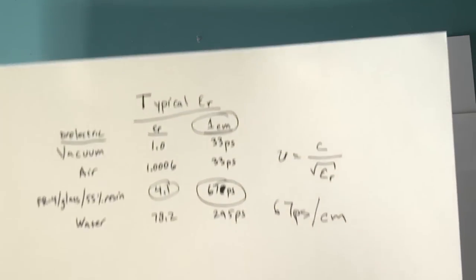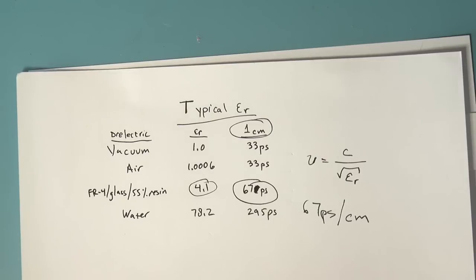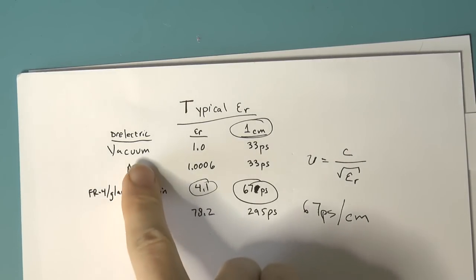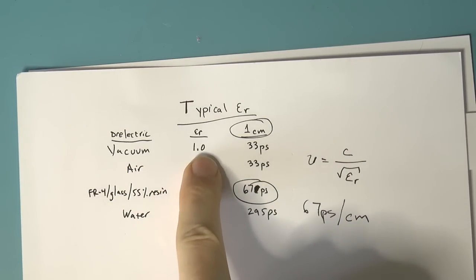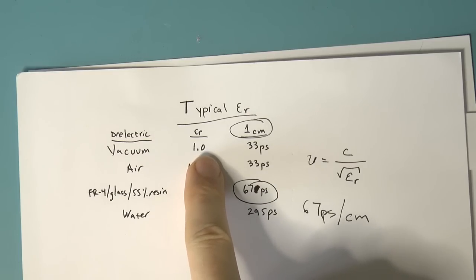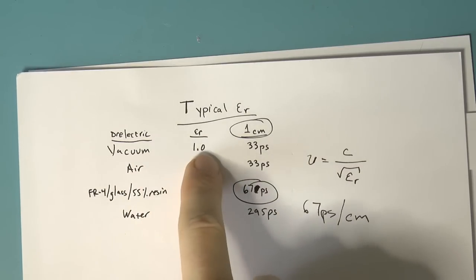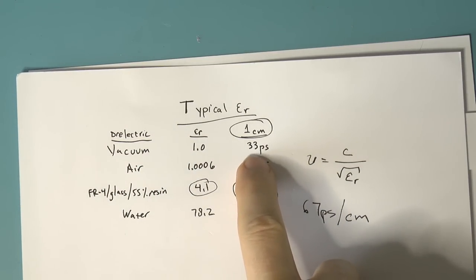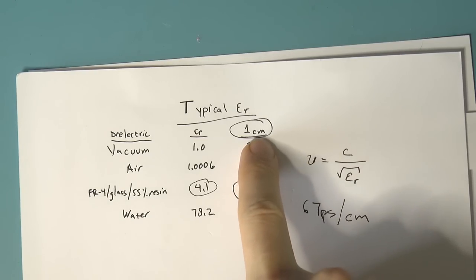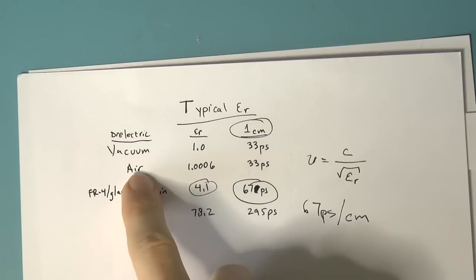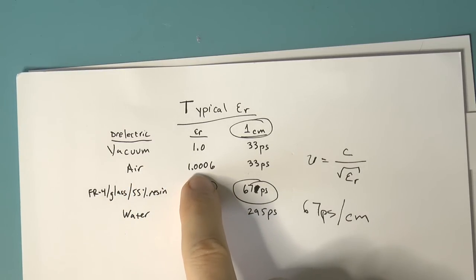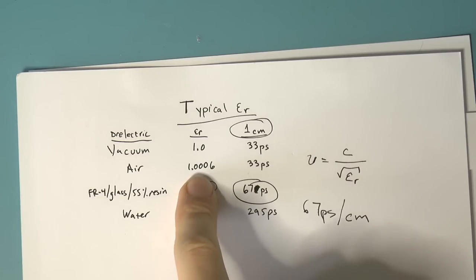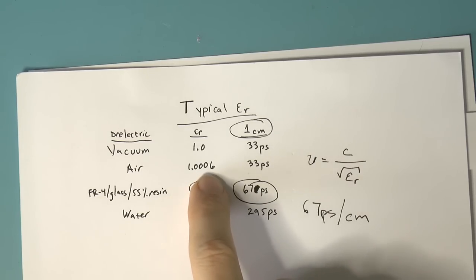Now I have a table of some typical dielectric constants. So we can see that for vacuum, the dielectric constant is 1. That's just the definition of the dielectric constant for a vacuum. And an electrical field takes 33 picoseconds to travel 1 centimeter. In air, the dielectric constant of air is extremely close to the dielectric constant of vacuum. It's just a little bit bigger than 1.